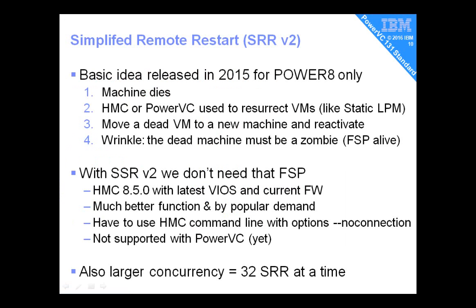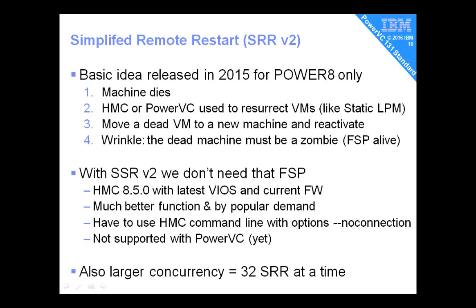Now, I better clarify something here with the remote restart. The basic idea is, it came out last year for Power 8 machines. If a machine dies, then either on the command line on your HMC or using PowerVC, we can resurrect a virtual machine on that dead machine. It's a little bit like doing static LPM, but static LPM actually requires the machine to be up to do that. Here we have a machine that's died, so it's going to move that dead virtual machine to a new one and reactivate it. This is a nice way of recovering from a machine failure if you haven't got HACMP, or the PowerHA as it's now called.